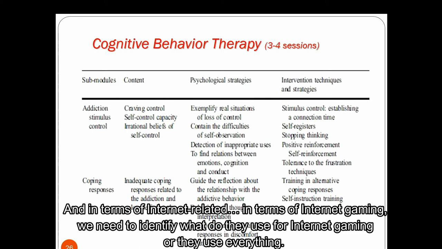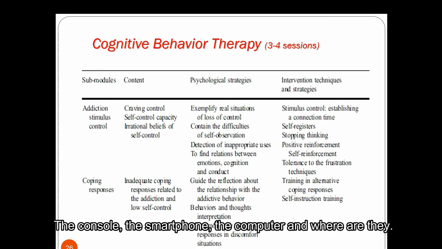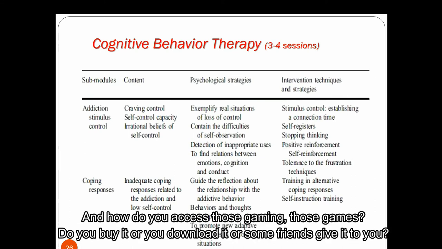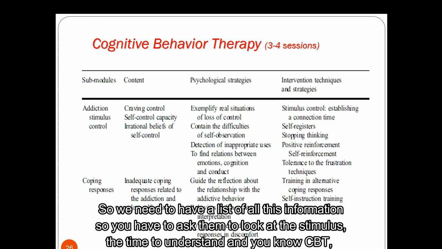in terms of internet gaming, okay, we need to identify what they use for internet gaming. Oh, they use everything: the console, the smartphone, the computer, and where are they? Okay, and how do you access those games? Do you buy them, or do you download them, or some friends give them to you? And so we need to have a list of all this information. So you have to ask them to look at the stimulus, the time, to understand.